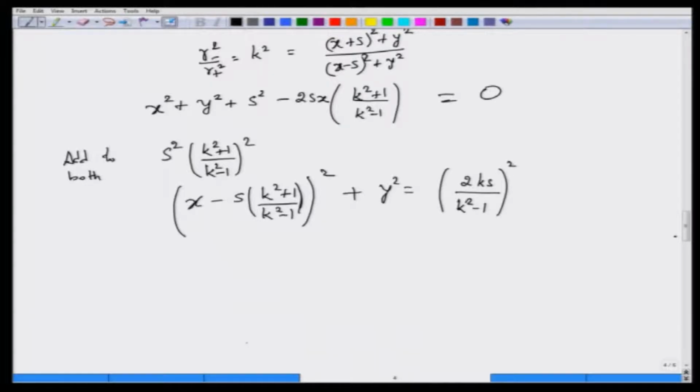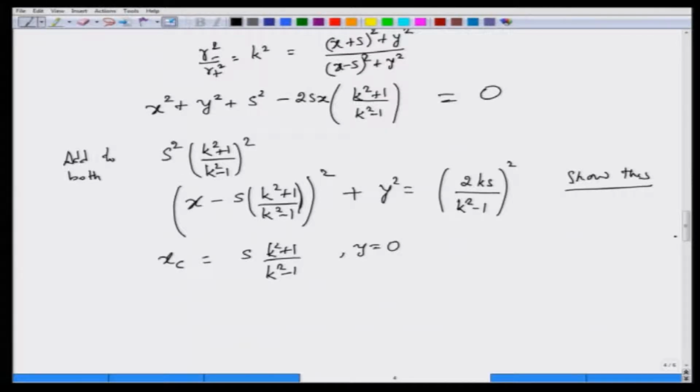Okay. You can show that this is valid. I will leave this as an exercise to you. And what you see is that we have obtained the equipotential surfaces, and those equipotential surfaces have turned out to be circles with center located at s(k² + 1)/(k² - 1) on the x axis and y equal to 0.